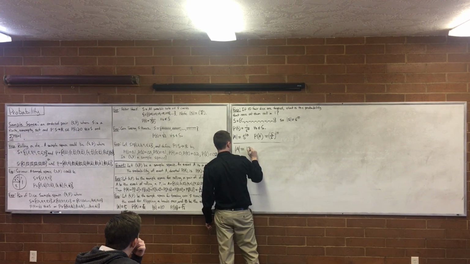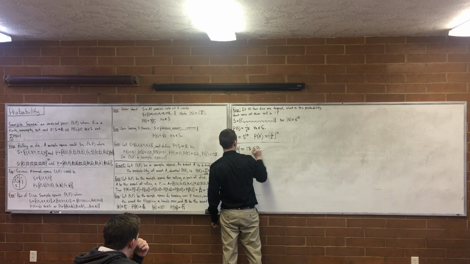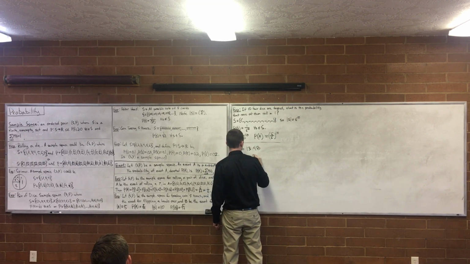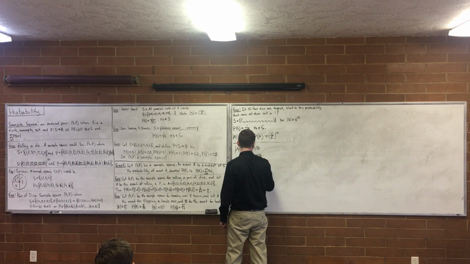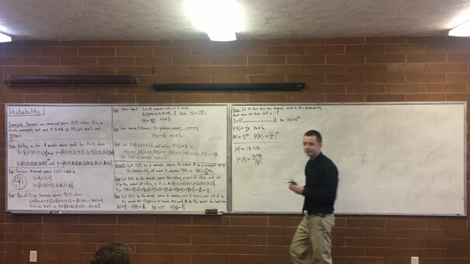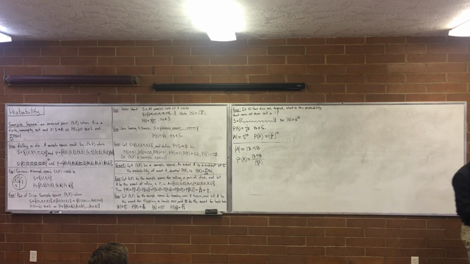That was perfectly right. 13 times 48. And then the probability of A is equal to 13 times 48 over 52 choose 5. Right? Okay. Let's do another one.